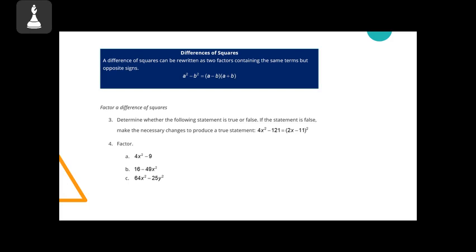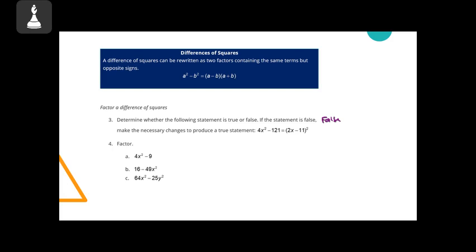So when you look at this first example here, determine whether the following statement is true or false. If the statement is false, make the necessary changes to produce a true statement. 4x squared minus 121 equals 2x minus 11 quantity squared. Did we follow the formula up here? No, we did not.